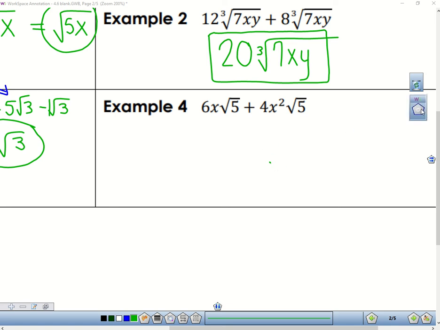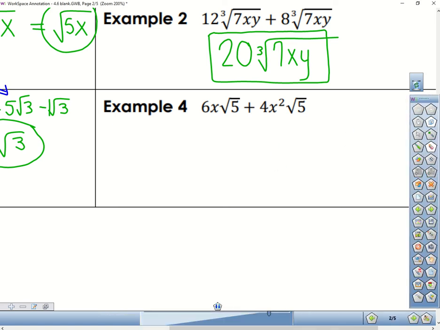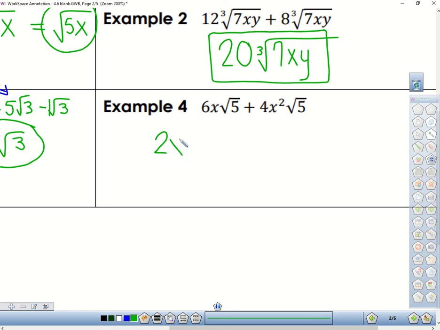However, the instructions say that if we can't combine like terms, we want to see what we can factor out of these two. So what could I factor out of both of these terms? X. I could factor out an x, but I can also factor out a number, 2. Good. So I can factor out a 2x, and they both also have the radical 5 in common. 2x radical 5, very good. Then I factor that out, and that 3 becomes? Plus 2x. Good, 3 plus 2x. Good job. So that would be your answer factored.